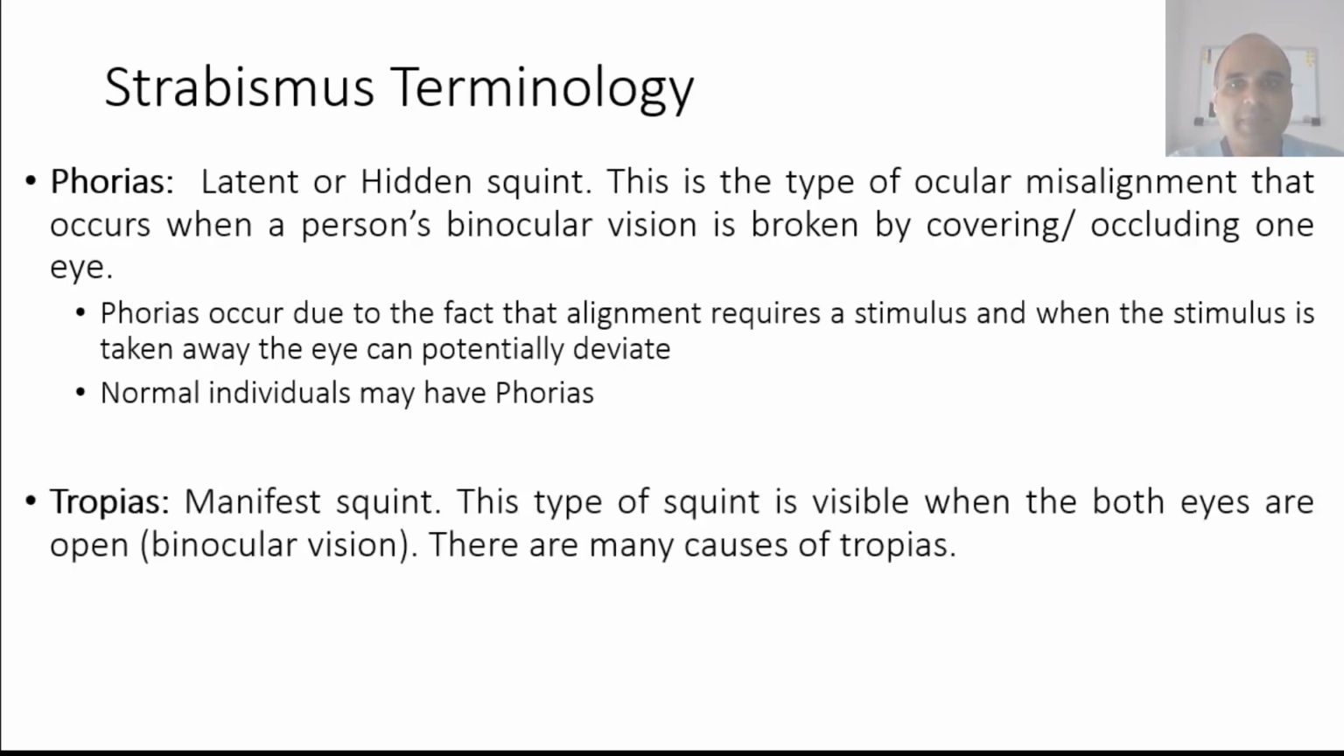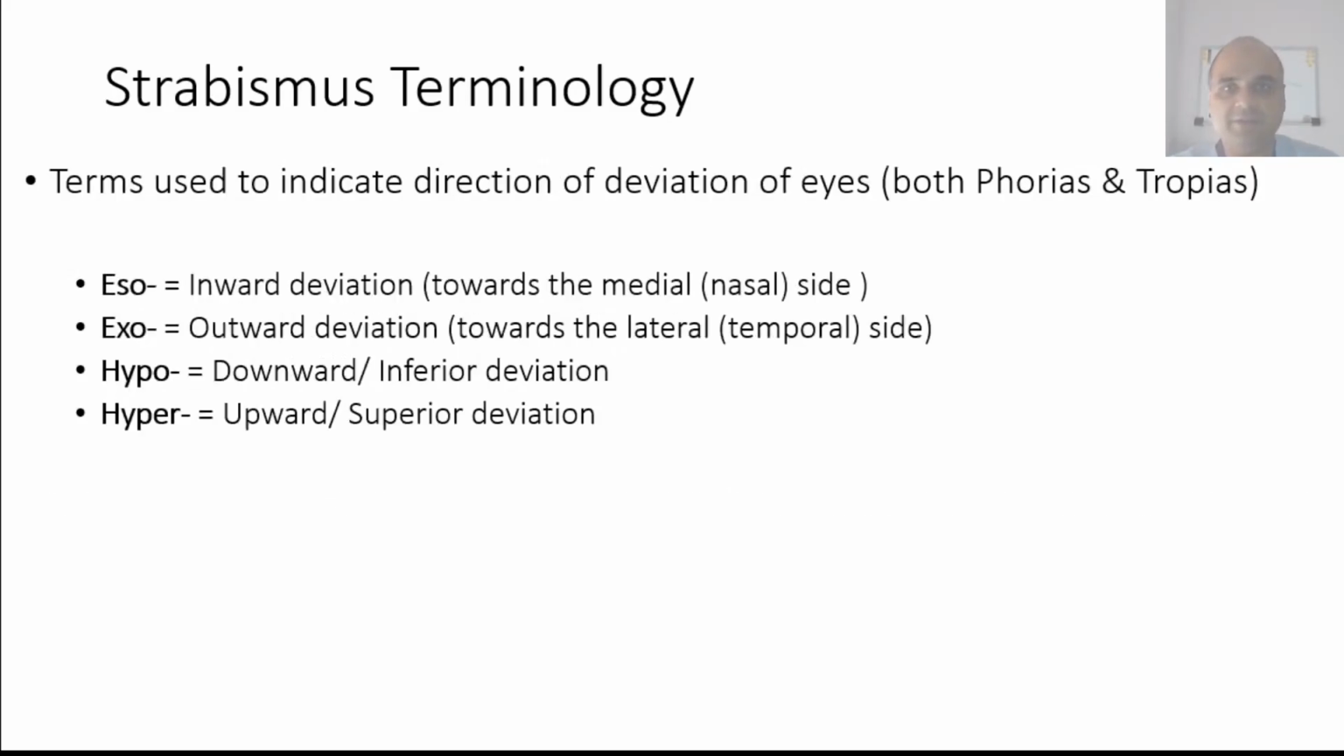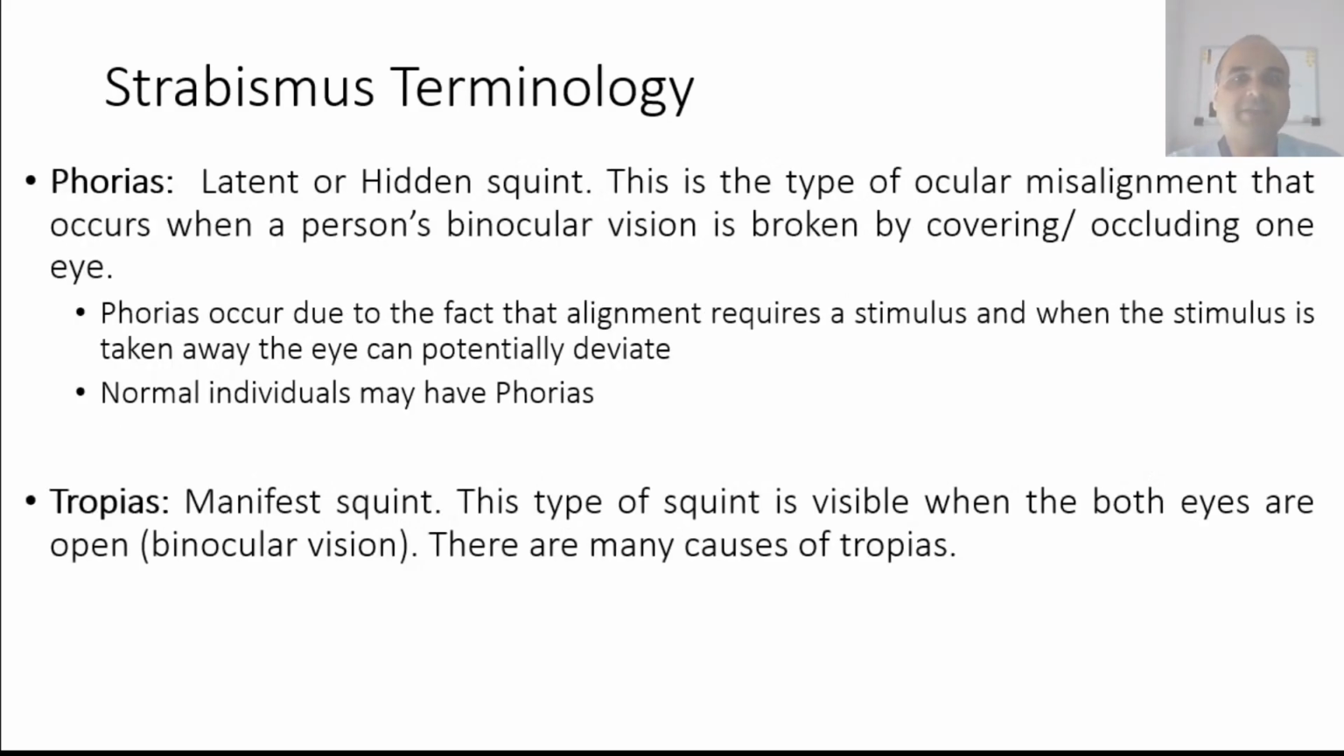The other type is called a tropia. This is a manifest squint. This is something that's visible when both your eyes are open under binocular seeing conditions. There are many causes of tropias, some of which we'll cover again when we talk about squint at the terminal end of the clerkship. But as you would have probably noticed, your eye can move in various directions. So that deviation can also be in various directions.